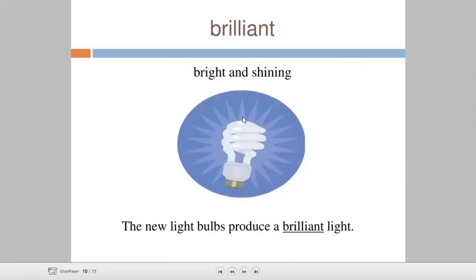Then we have brilliant. Brilliant means bright and shining. I can use it with minds, and I can also use it to describe people. The new light bulbs produce a brilliant light, which means a very shining, bright light.